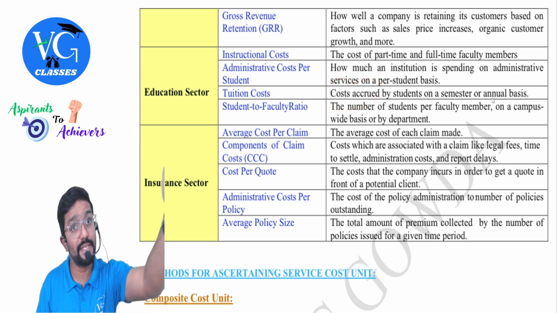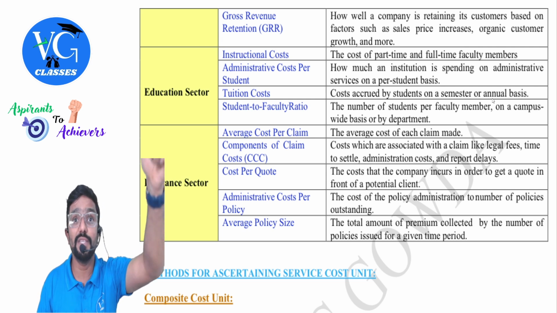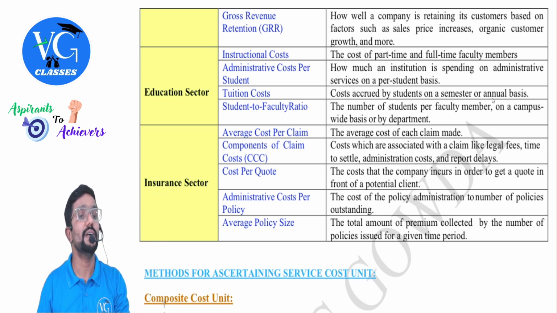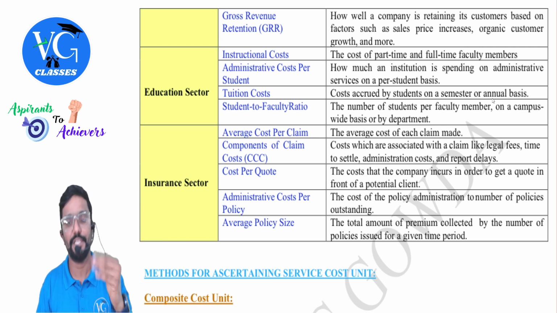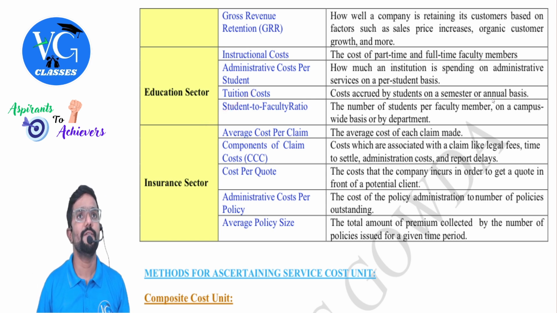What is the fees you pay is their revenue. But they will also be incurring the cost to run one semester or 1 year class. They have a lot of cost. What is the cost of running the classes for 1 year or 6 months or per batch? Then student to faculty ratio means, for example, sir, for 100 students, how many faculties are there? Assume 2 faculties or 3 faculties. So this is the ratio of student to faculty.